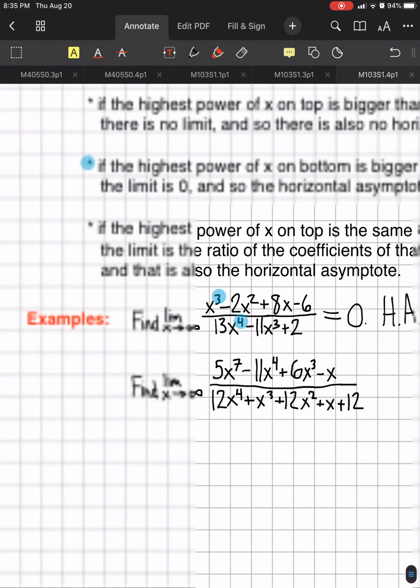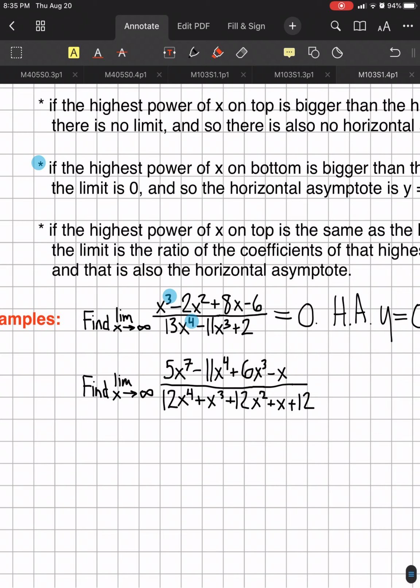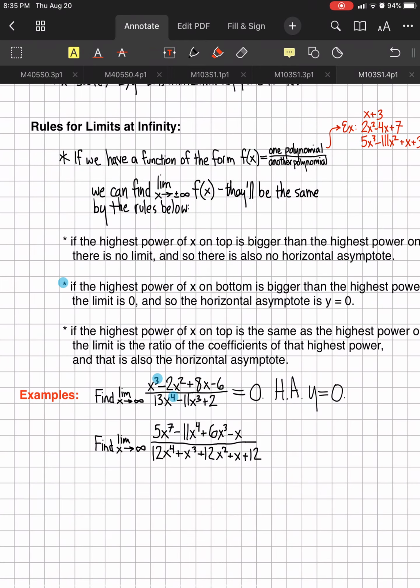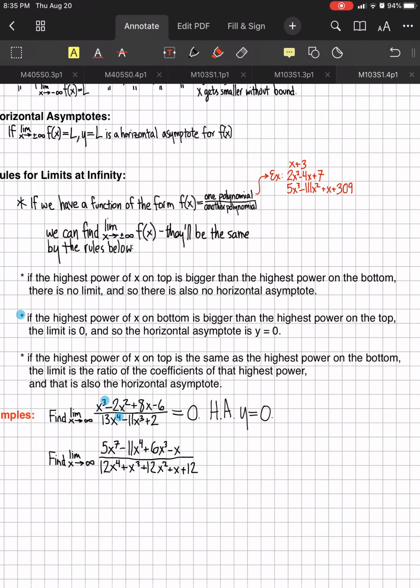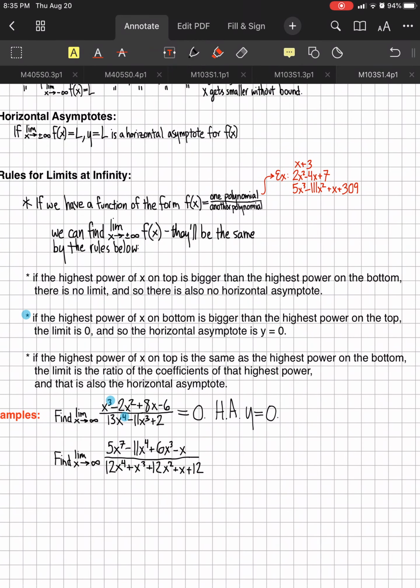Okay. It looks like something special is going on on the bottom. You'll find that it's not. So go ahead and look at this one again. Again, look at the rules while you're doing it. So find the limit of this one. What's going on with the top? What's going on with the bottom? What's the highest power on each and how do they compare? So go ahead and pause this and come up with that.